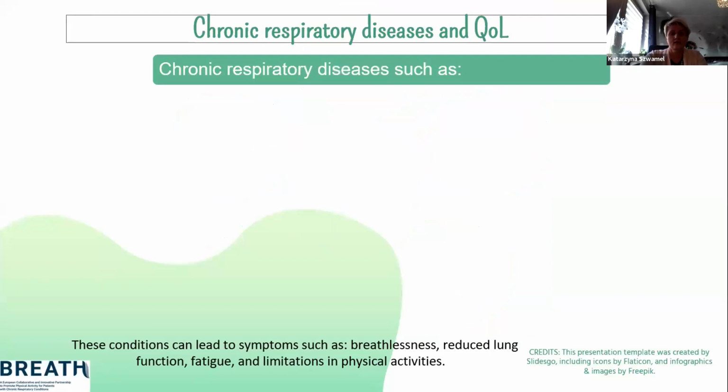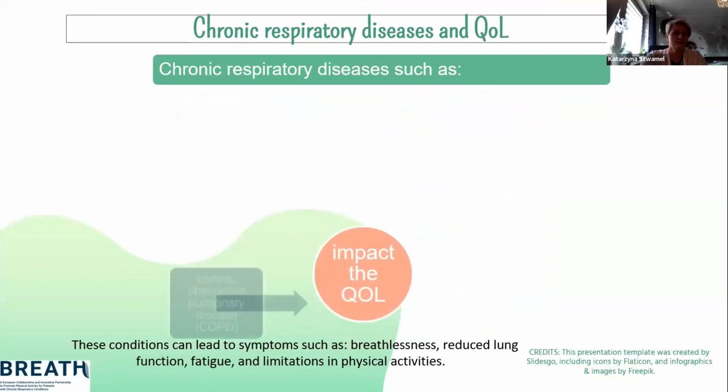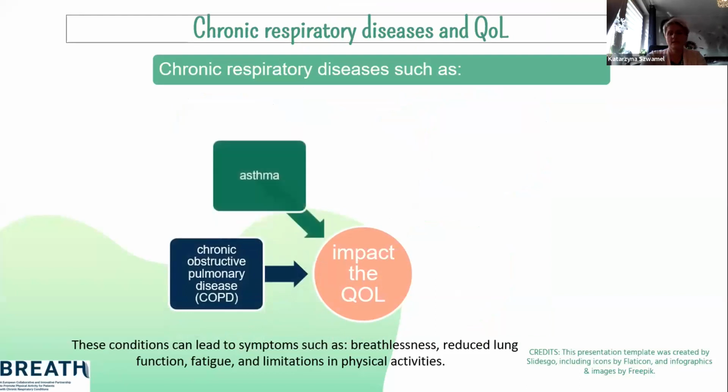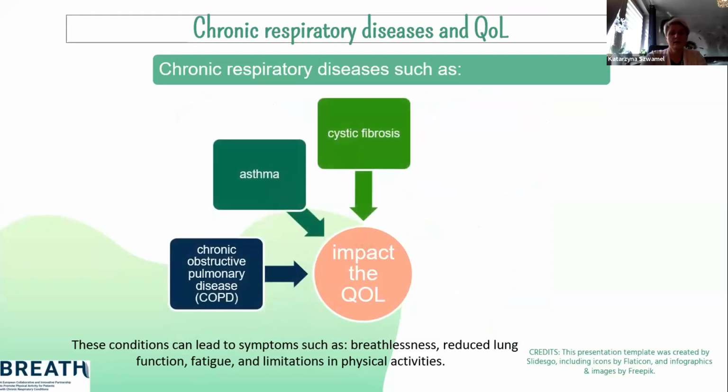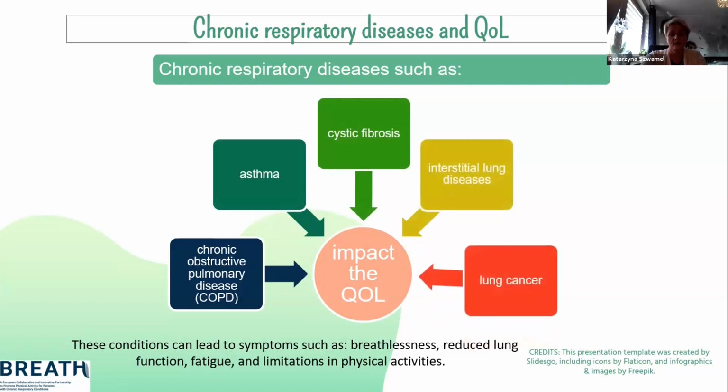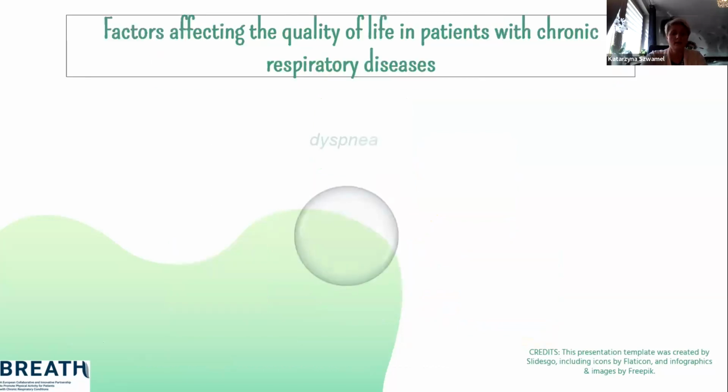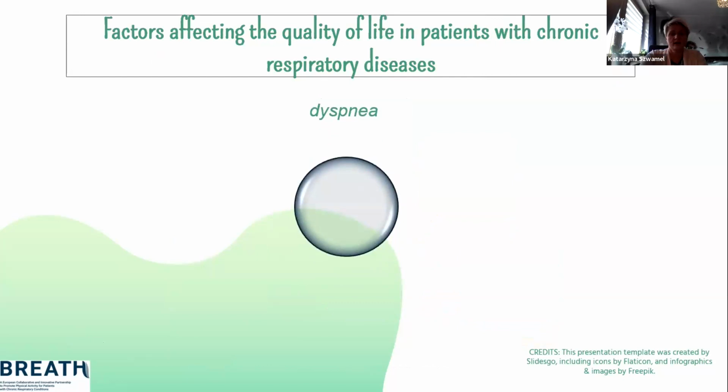Chronic respiratory diseases such as COPD, asthma, cystic fibrosis, interstitial lung disease, and lung cancer impact quality of life because of symptoms like breathlessness, reduced lung function, fatigue, and more. Which factors affect quality of life among patients with chronic respiratory disease?